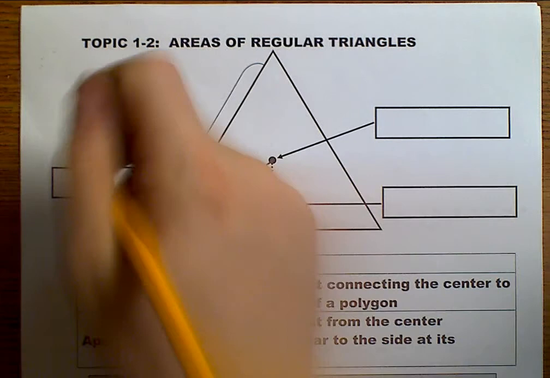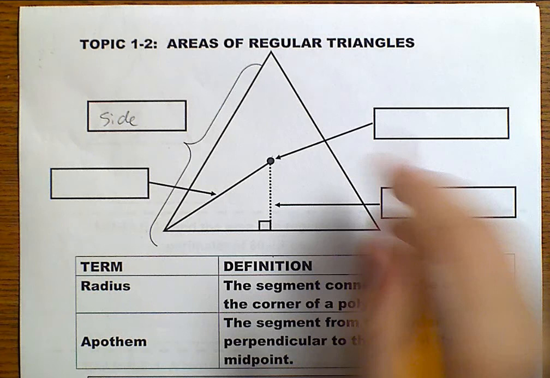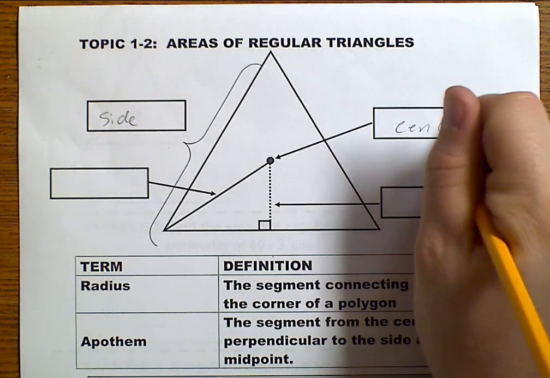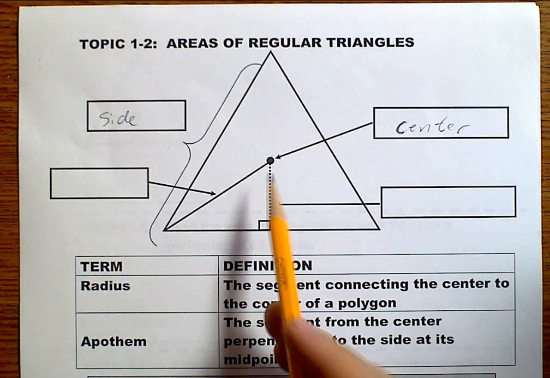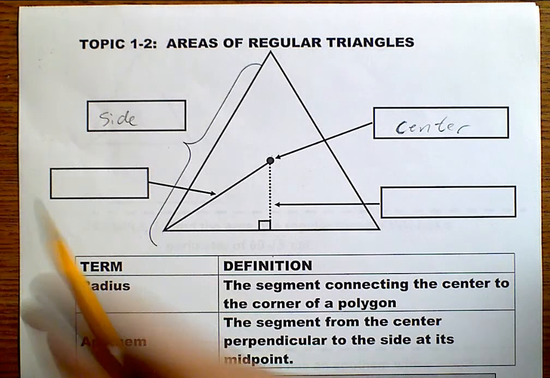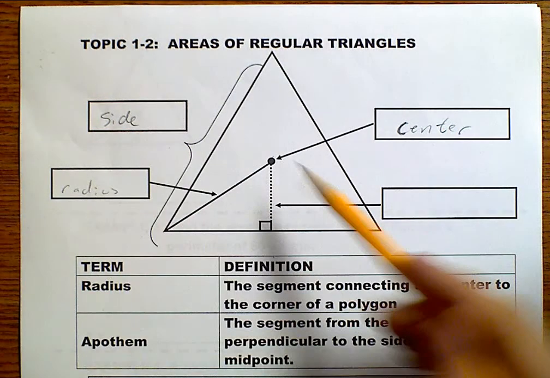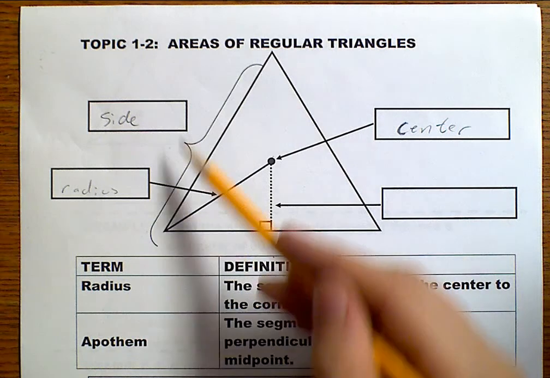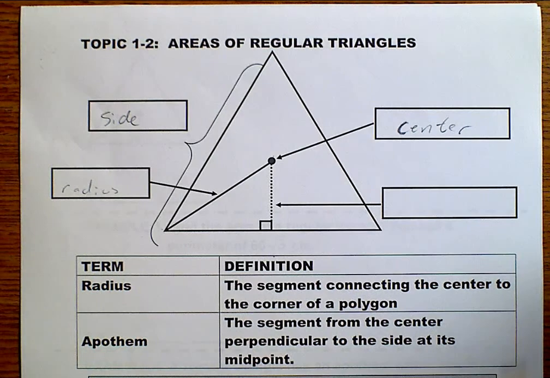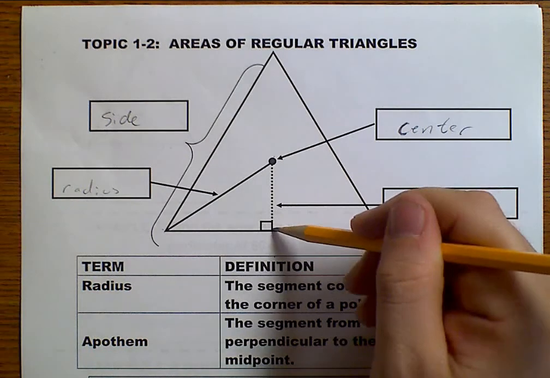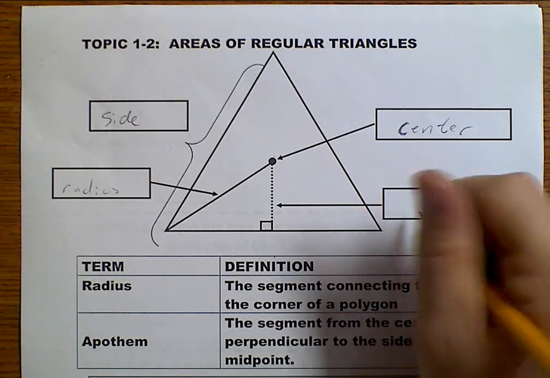Well, this is the side. We all know that. This dot, that would be the center. That's pretty easy to pick out. Now, if we go from the center to a vertex, we call that a radius, just as if I had drawn a circle around my triangle, and this would go to the end of the circle. So we call that a radius. And this segment right here that goes from the center to a right angle, we call our apothem.